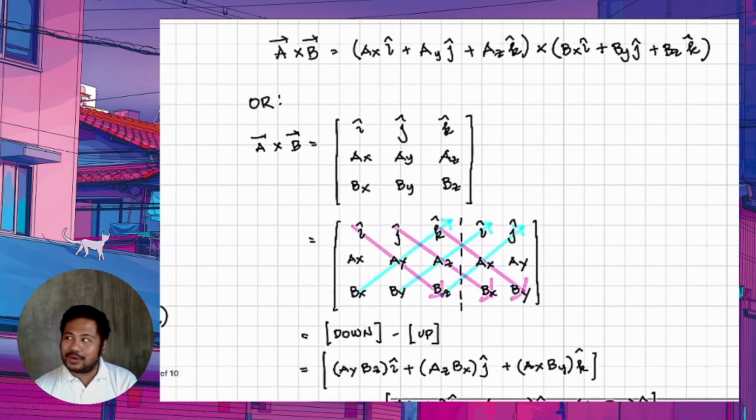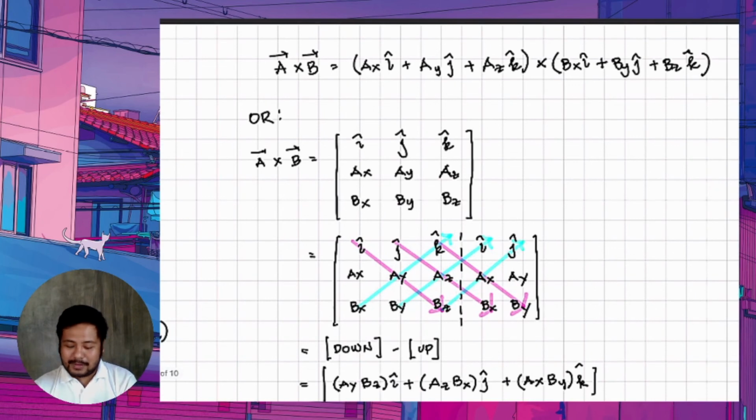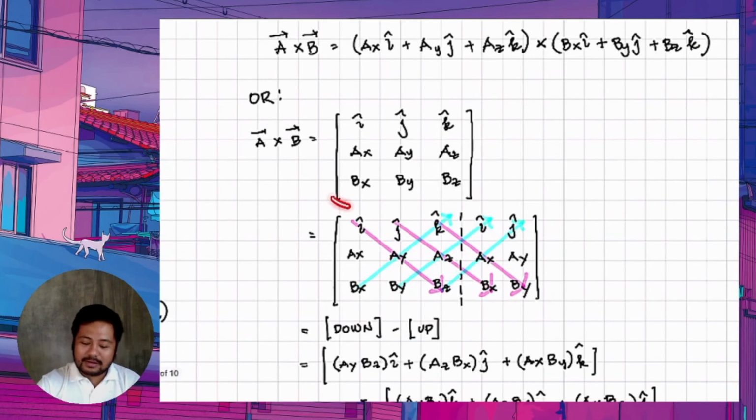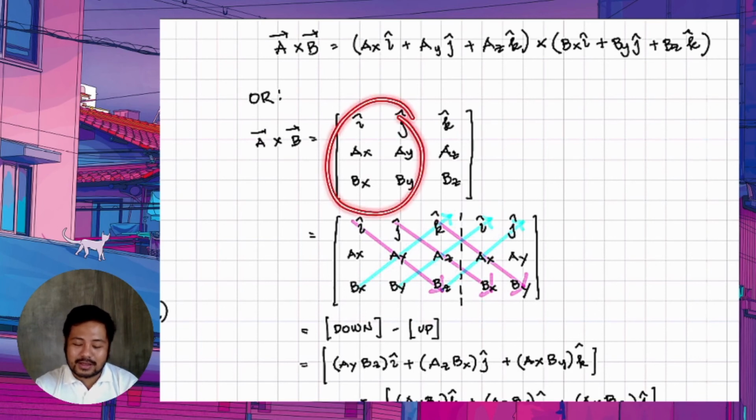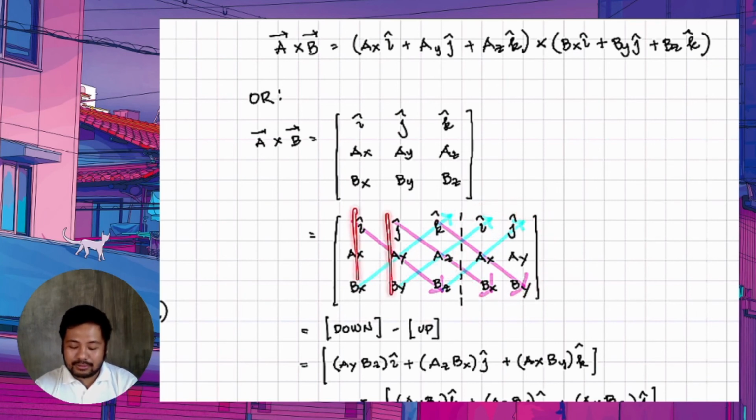For the basket method, our idea here is we just do down minus up. Okay, what do I mean by that? This is my own method for me not to forget this one. So you have here your vectors i hat, j hat, k hat, AX, AY, AZ, BX, BY, BZ. You have to arrange them. In order to do the basket method, you just have to copy the first two columns and attach them to the end. So you have 5 columns all in all. So you have i hat, j hat, AX, AY, BX, BY at the end.